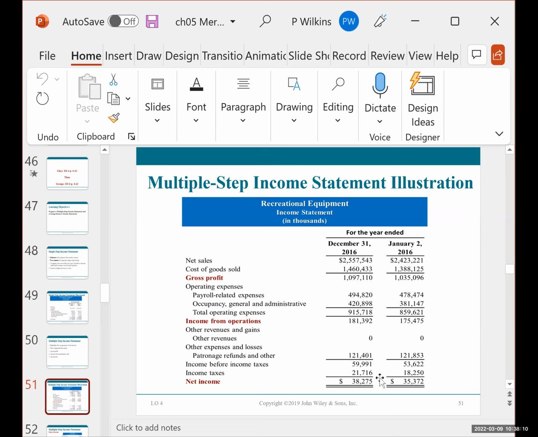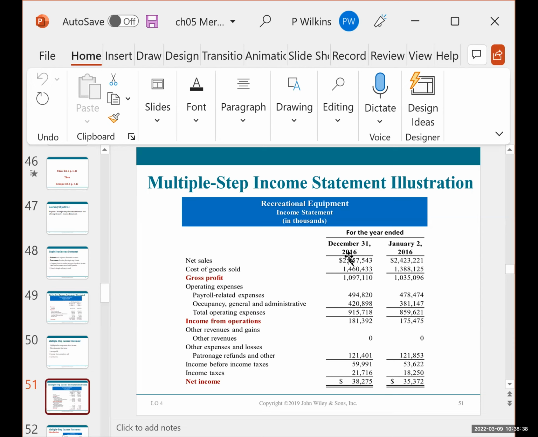And so it's kind of interesting because this is where a lot of companies will say, if we just look at December 31st, 2016, right? And we see that net sales are $2,557,543, right? Ooh, yeah, that's great. But when you get all the way down to the end, the net income is only $38,275 for a merchandise company because you have to subtract everything out.